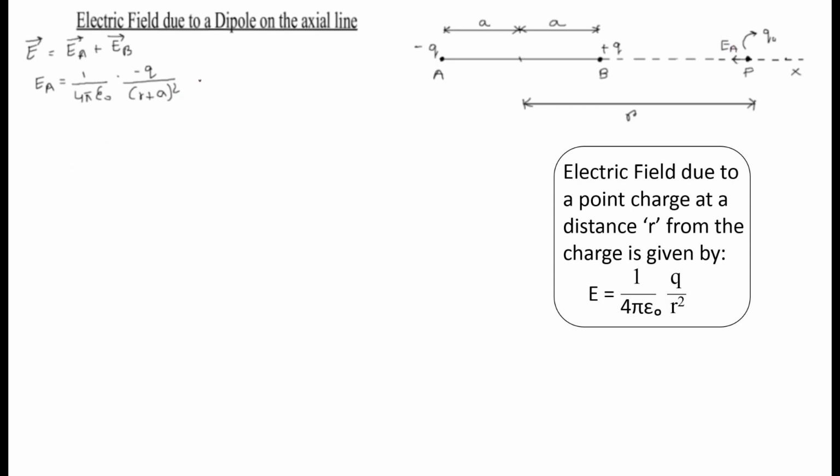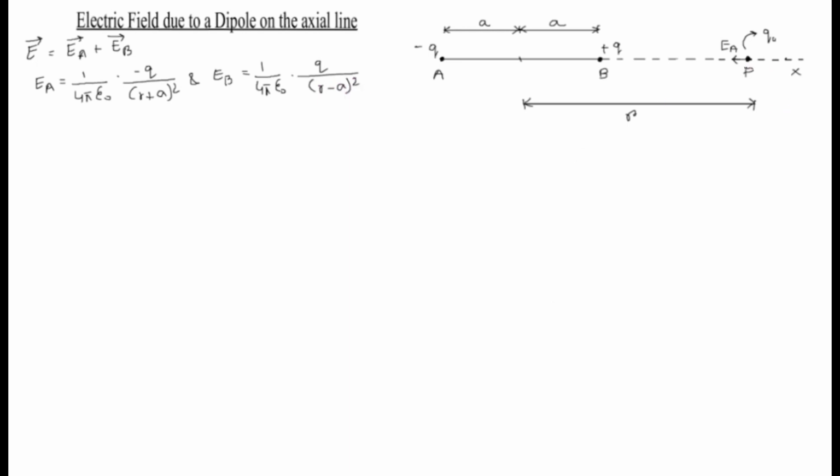Next, the electric field due to the charge at point B is in the same fashion, 1 by 4 pi epsilon naught, plus q by the distance. Now the distance over here is BP, which is nothing other than R minus A, right? So R minus A whole square. Now comes the direction. This is a positive charge, and at point B this is also a positive charge, and hence it will be repulsive in nature and in this direction. So this is EB.